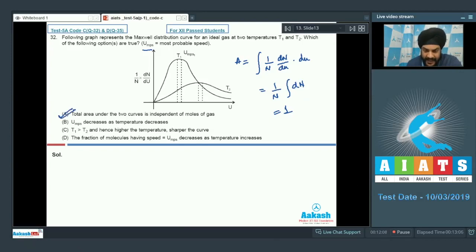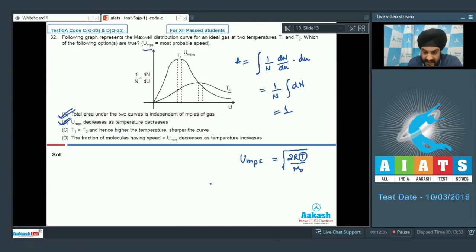If you look at the B statement now, UMPS decreases as the temperature decreases. This statement is also correct, students. UMPS, which is the most probable speed, is given by under root of 2RT by M naught. So as the temperature increases, the value of UMPS increases, and as temperature decreases, the value of UMPS decreases. So we've already seen that statement B is correct.